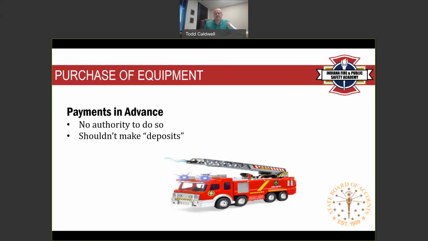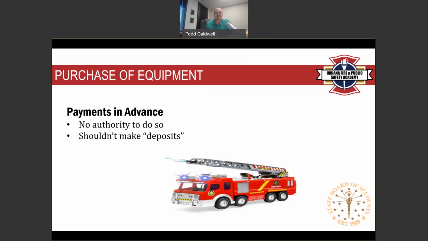And we like to mention this when we're talking with cities and towns in particular, because we did have this happen many years ago where a town went out to buy a fire truck. They paid a significant amount of it in advance, and the vendor went out of business, and they lost their deposit that they put down on that. And what they should have done is not paid for that. They should have followed the statutes and say you don't pay until you've received it.